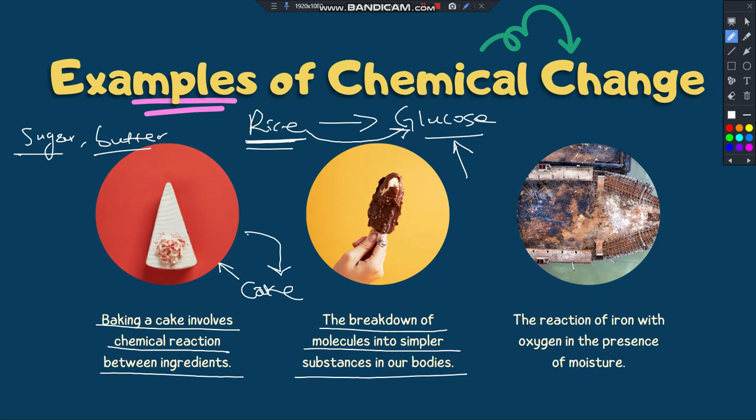And then finally, we have the reaction of iron with oxygen in the presence of moisture. Moisture here simply refers to water. So when iron or metals are left in the atmosphere in the presence of oxygen or air and water, a new substance begins to form, which is called rust. And it is a chemical change because a new substance is formed and it cannot be easily reversed.